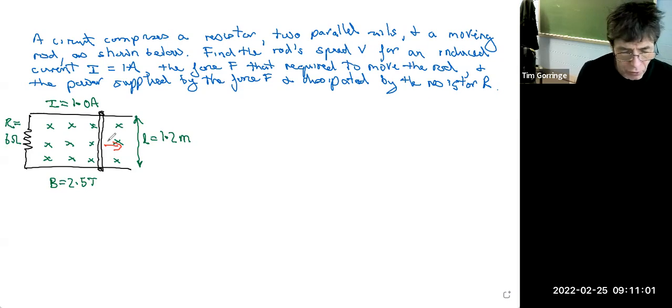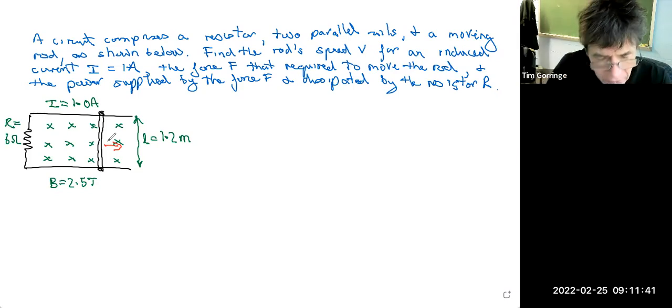The things that we're told are the current that was induced in the circuit. So that's very important. And then we're told some facts about the circuit and the field. So we're told the strength of the field is 2.5 Teslas. We're told that the resistance of the resistor is 6 ohms. And we're told that the length of that moving rod is 1.2 meters. All that information we need to relate the induced current that's flowing in the circuit to the motion of the rod that's causing the induced current in the circuit.